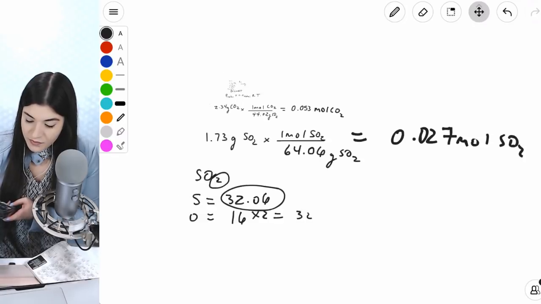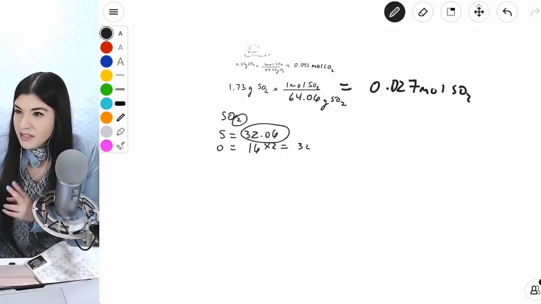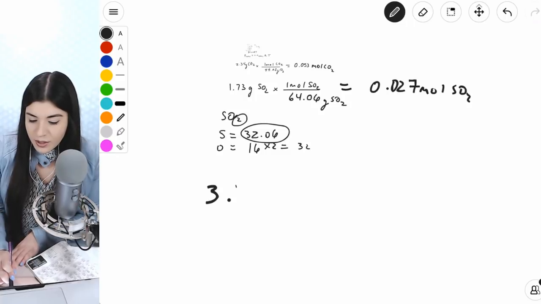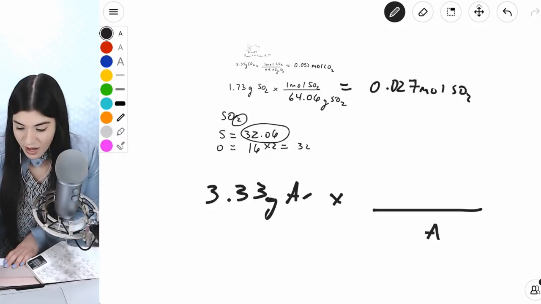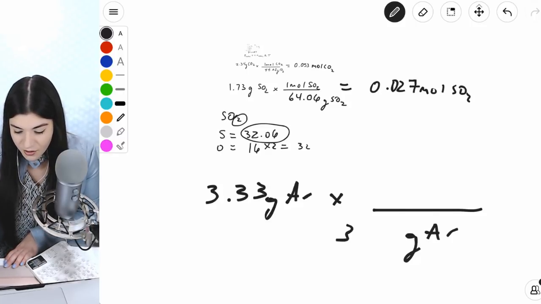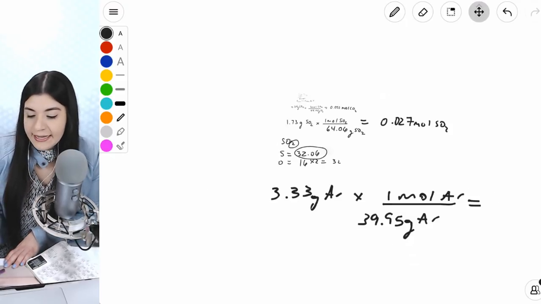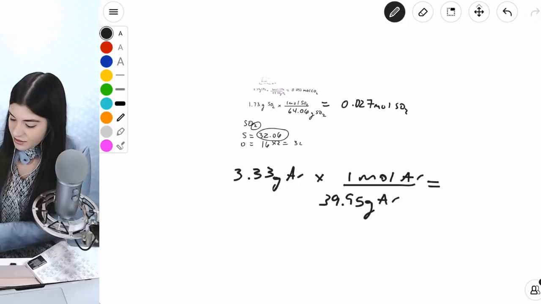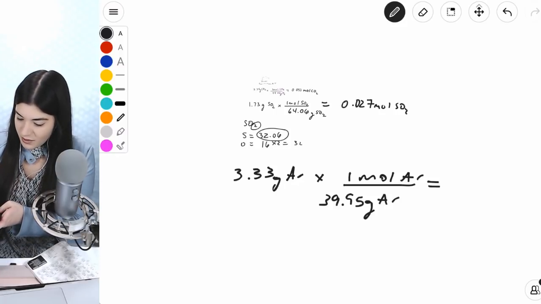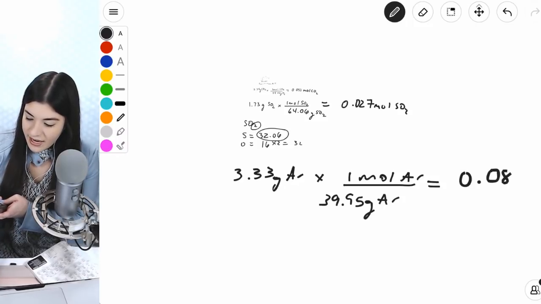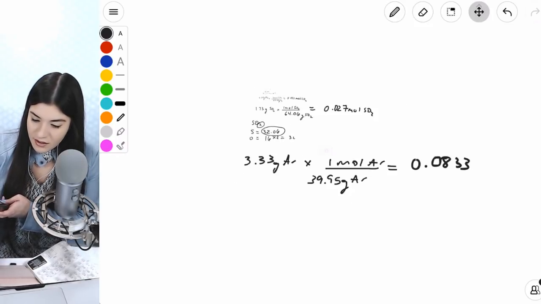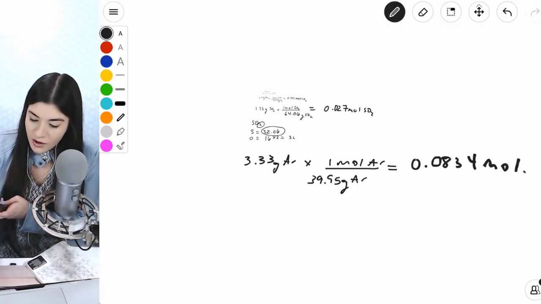And then from here, lastly, I'm going to change those grams of argon, so 3.33 grams of argon. Finding the molar mass of that on the periodic table, it is 39.95 grams per every 1 mole. And we'll once again divide those two. So dividing these two, we have 3.33 divided by 39.95. This gives us 0.0833. Actually, I'm going to round up. This would have been 0.0834 moles of argon.